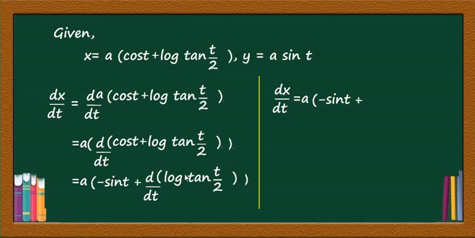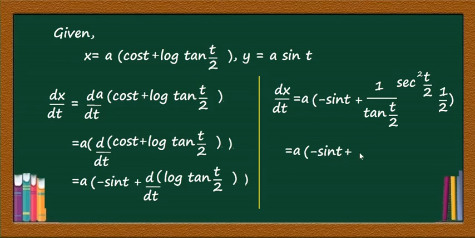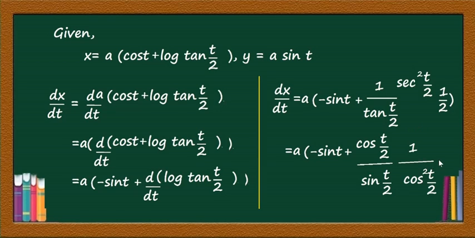Here you have to take tan t by 2 equal to u, log u, derivative of log u is 1 by u, that is 1 by tan t by 2 into d by dt of tan t by 2, sec square t by 2 into 1 by 2, derivative of t by 2 is 1 by 2. And you have to apply the chain rule to find the derivative of log tan t by 2. That is dx by dt is equal to a into minus sin t plus 1 by tan t by 2, which is cot t by 2, that is equal to cos t by 2 divided by sin t by 2 into 1 by cos square t by 2 into 1 by 2.